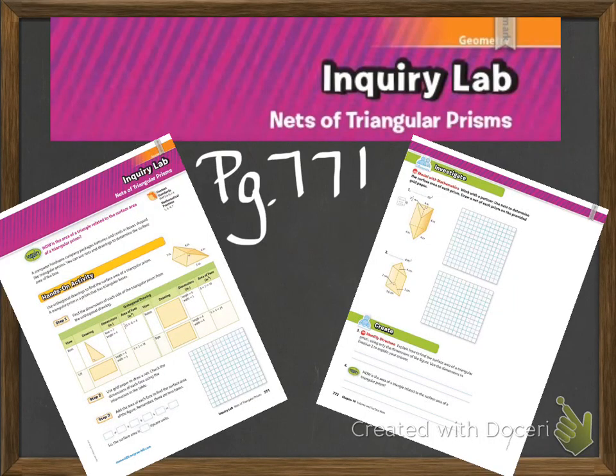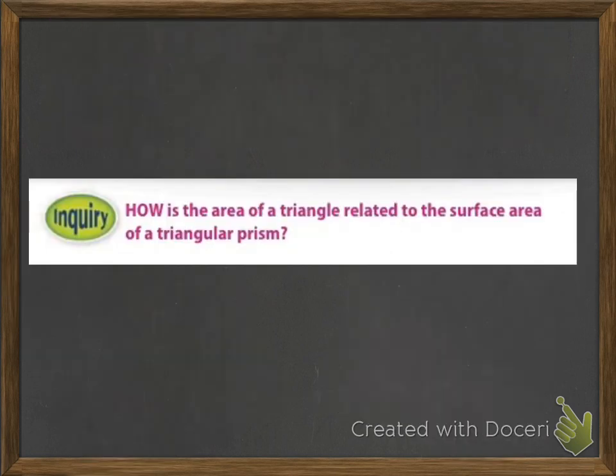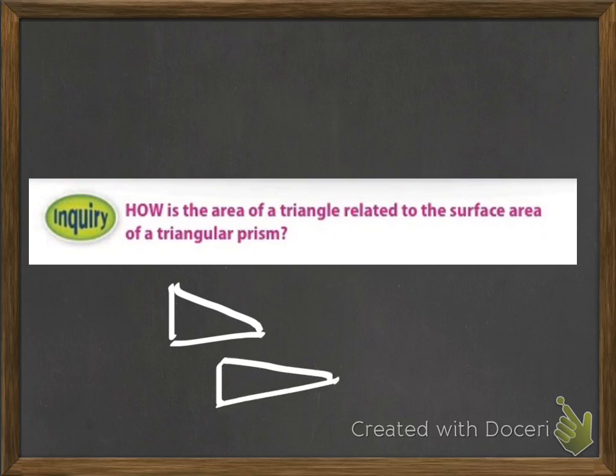All right, we're looking at the Inquiry Lab net of triangular prisms on page 771. The question it's asking is, how is the area of a triangle related to the surface area of a triangular prism? I want to remind you of when we went over the volume of a triangular prism. I'm going to draw the picture because I'm such an amazing artiste. We had two triangles like this that were supposed to be similar, and then we connected the tops like this.